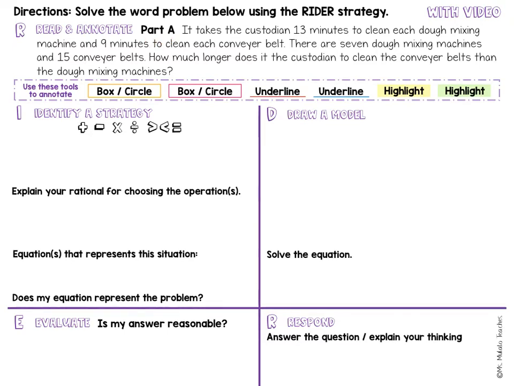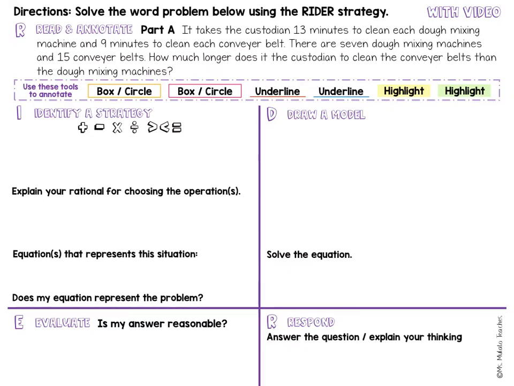Part A. It takes the custodian 13 minutes to clean each dough mixing machine and 9 minutes to clean each conveyor belt. There are 7 dough mixing machines and 15 conveyor belts. How much longer does it take the custodian to clean the conveyor belts than the dough mixing machines? So the first thing that we can do is underline the question.